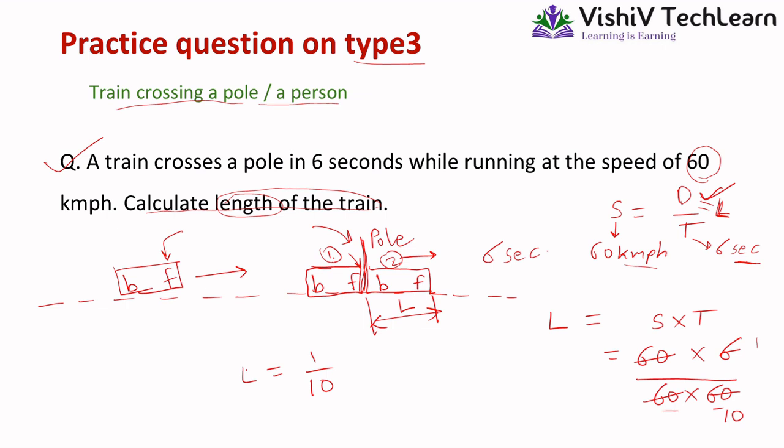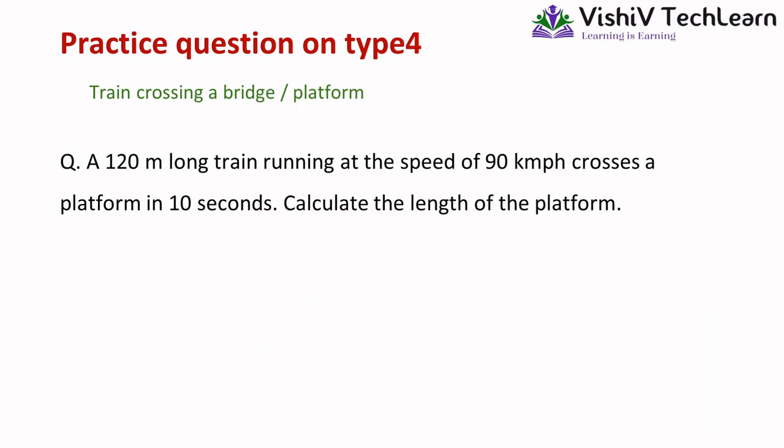Now the unit of this L is kilometers. Let's convert this into meters by multiplying by 1000. So 0 we can cut, and the remaining answer is 100 meters. So the length of the train is 100 meters. This is how the solution is. Let's go to the next problem.